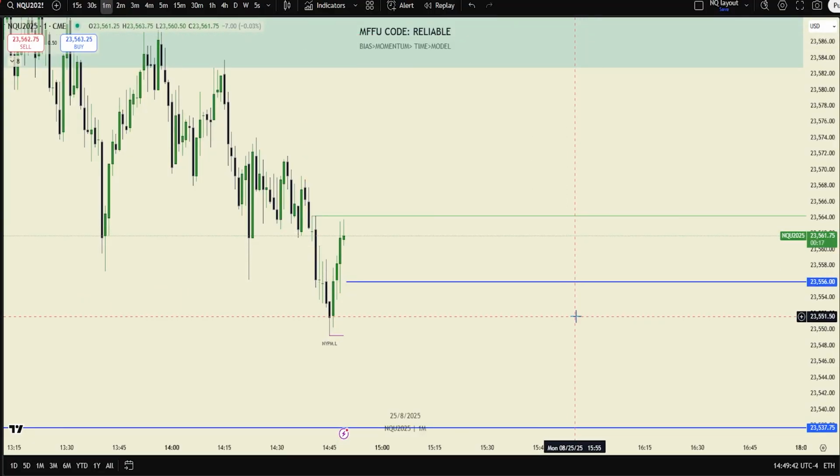The max risk per day for MFFU, like how much I risk. Normally I risk like 500. So like 2R.